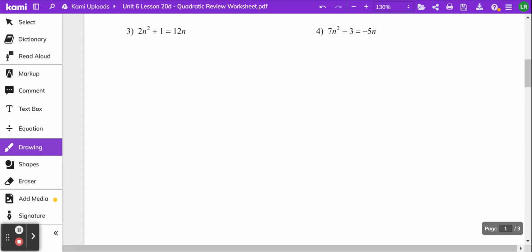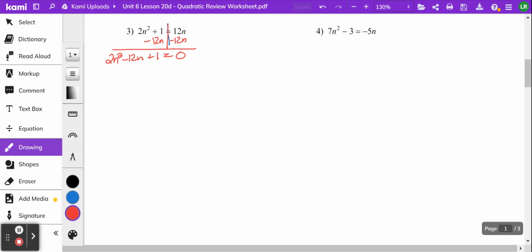First thing is to make sure this is equal to 0. So I'm going to minus 12n on both sides. And I have to put this in the correct order. These were the ones that some of us were not putting in the correct order. This would be 2n squared, and then my n, so negative 12n plus 1 equals 0. If you don't have it in the right order, you're not going to have the right quadratic to put in the quadratic formula. So, quadratic formula now.